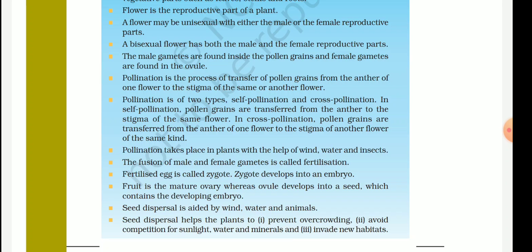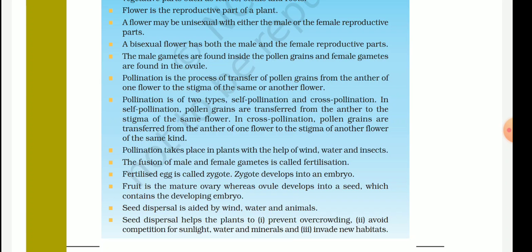Fruit is the mature ovary, whereas the ovule develops into a seed which contains the developing embryo. I told you that afterwards, when the fertilization process occurs, all the parts of the flower fall off. The ovule results in the formation of seed, and the ovary results in the formation of fruit.